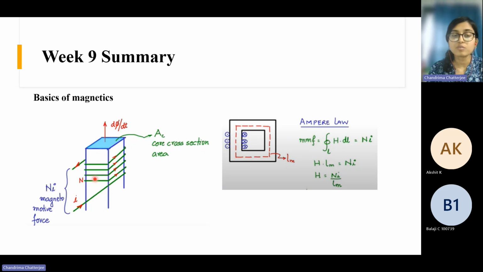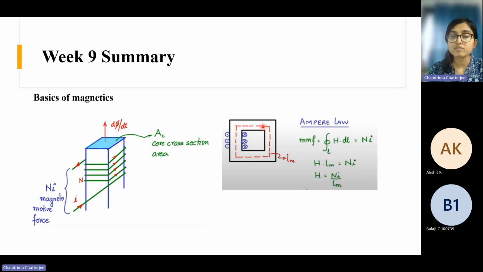So if there is a core and around that you have wound some wire, some flux will get generated if the current is varying in nature. If there is some d phi by dt, that is the rate of change of flux, then some voltage will be induced, right? We know from Faraday's law of induction that if there is a rate of change of flux, then the induced voltage is n times d phi by dt, where n is the number of turns. Okay.